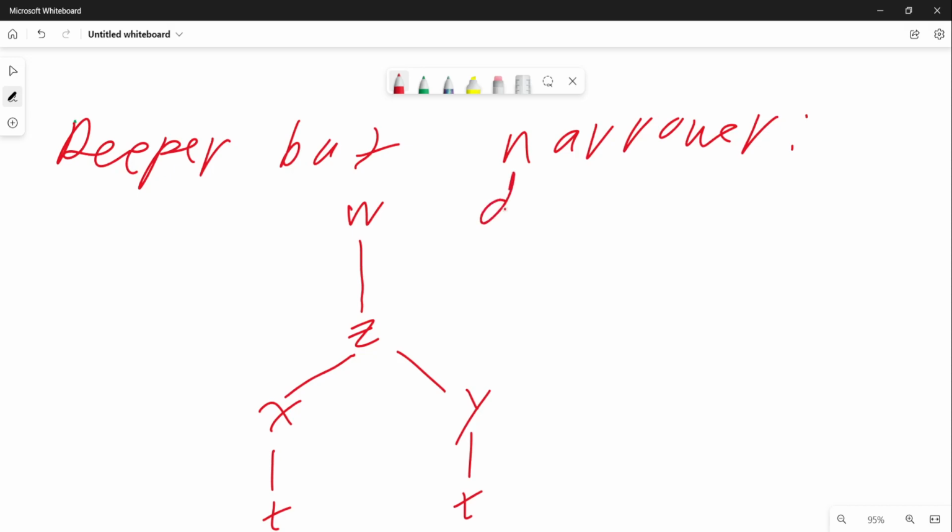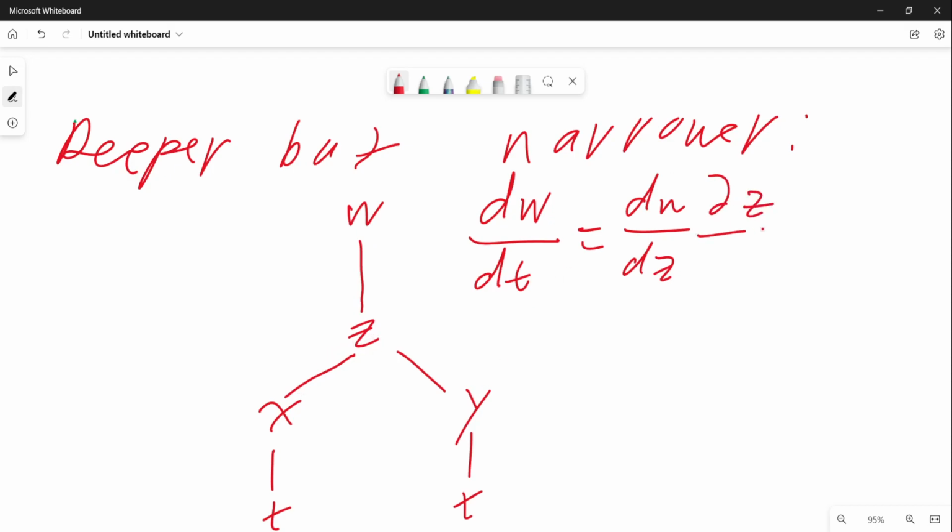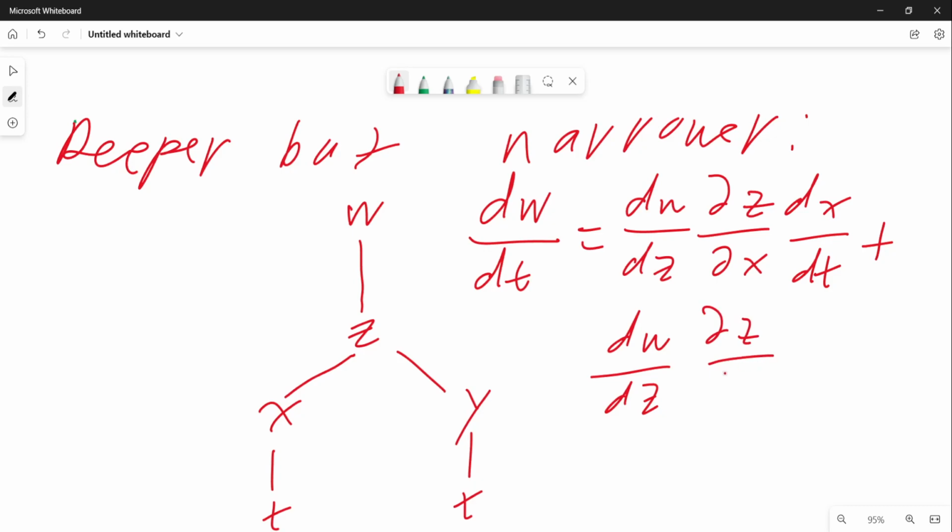So we can say a regular derivative, dw/dt, one variable, would be, well, let's see what all the paths are. dw/dz. There's only one path here, so it's a regular d. Now after z, though, there's 2 paths. So we'll say ∂z/∂x, dx/dt, plus, then the other path, dw/dz, ∂z/∂y, dy/dt. And the dw/dz can actually be factored out of this.